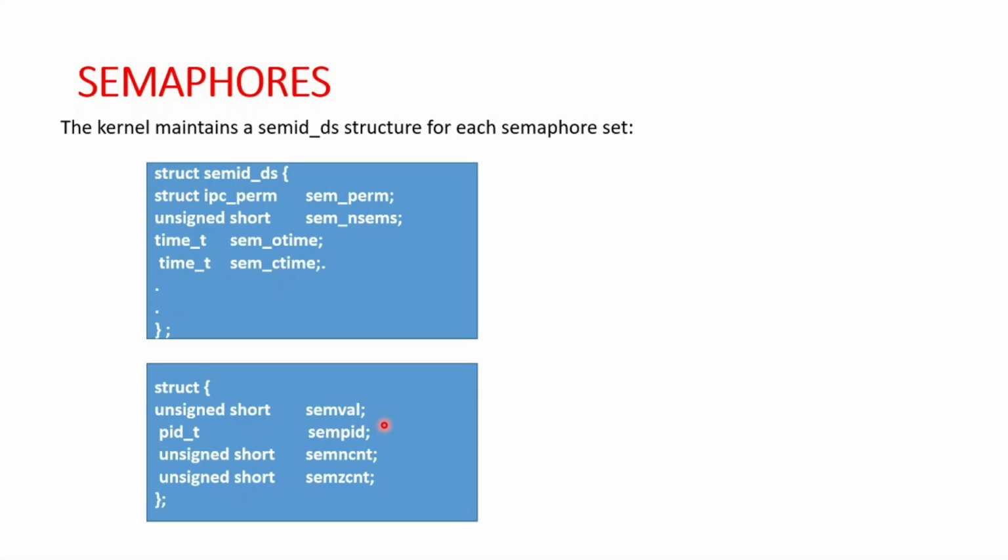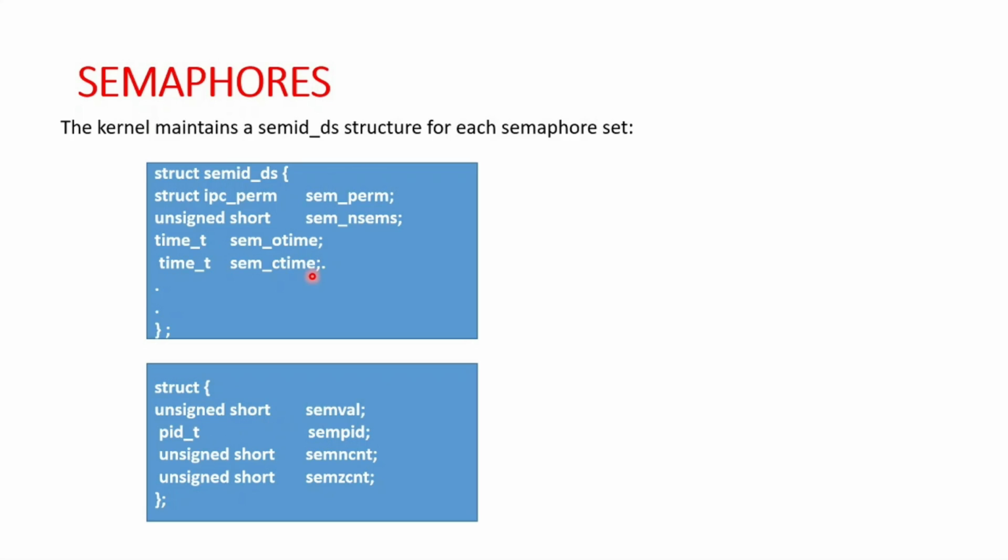First, semval, the semaphore value, which is always greater than or equal to 0. Then sempid, the process ID of the last operation. Then semncnt, the number of processes awaiting when the semval is greater than the current value, and semzcnt, the number of processes awaiting when the semval is equal to 0. So this is about the structure of a semaphore. This is the structure for the semaphore set, and this is an anonymous structure for each and every semaphore present in the set.